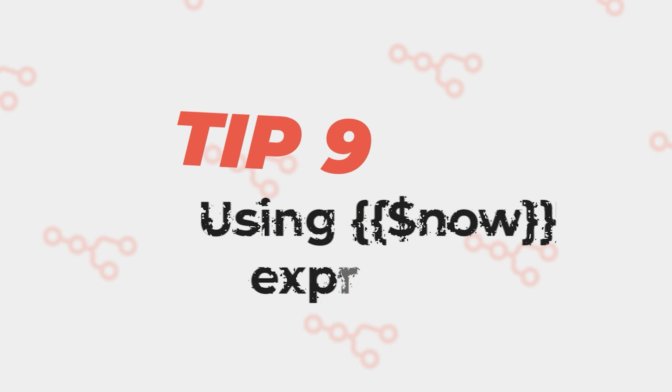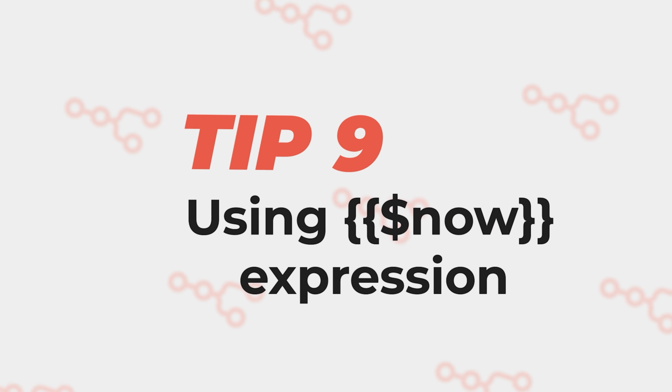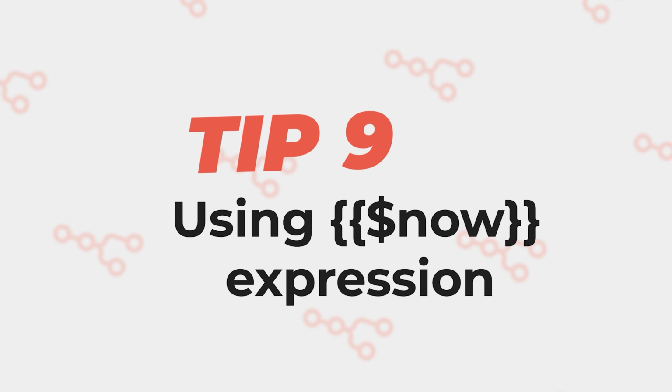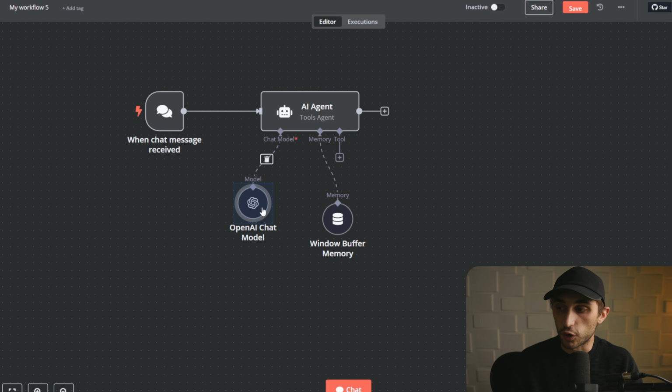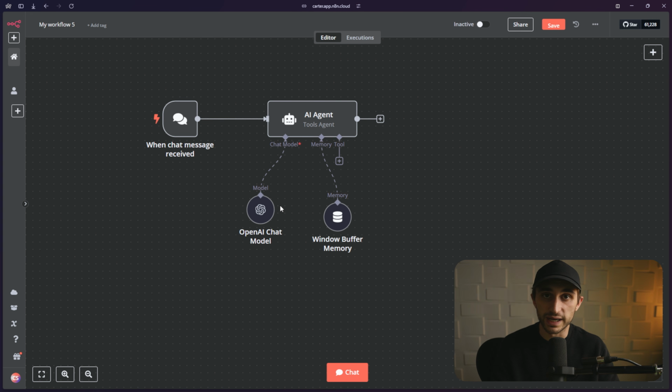My next tip is to give the agent proper context of the time using the now expression. So in this case, I'm using OpenAI's chat model, and this chat model doesn't have any context of the current time. Now on the front end OpenAI interface, it might know a certain time, but in this case, it's not going to know unless I give it to it.